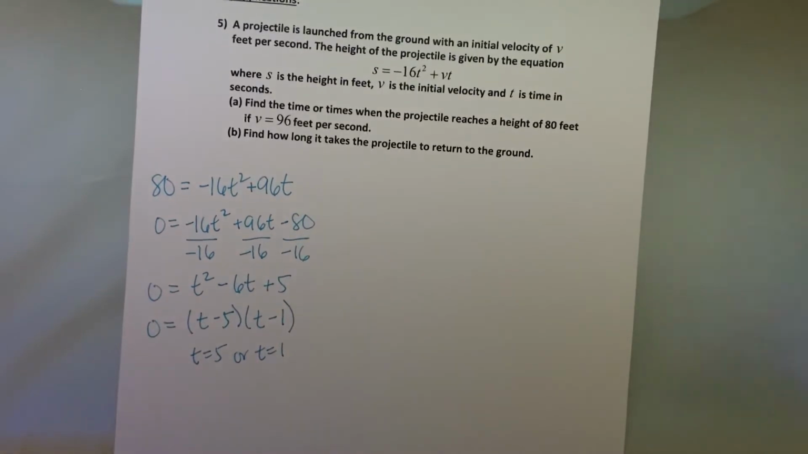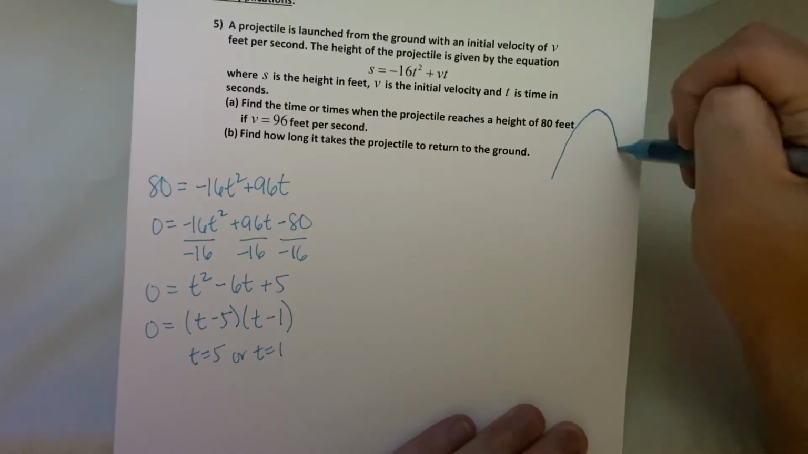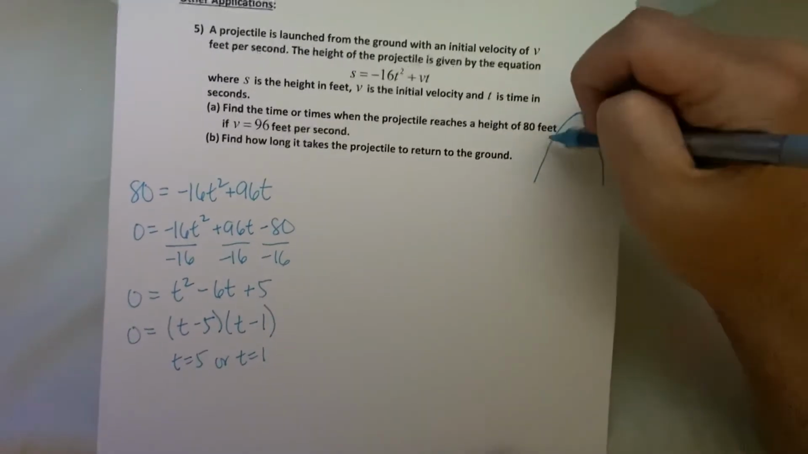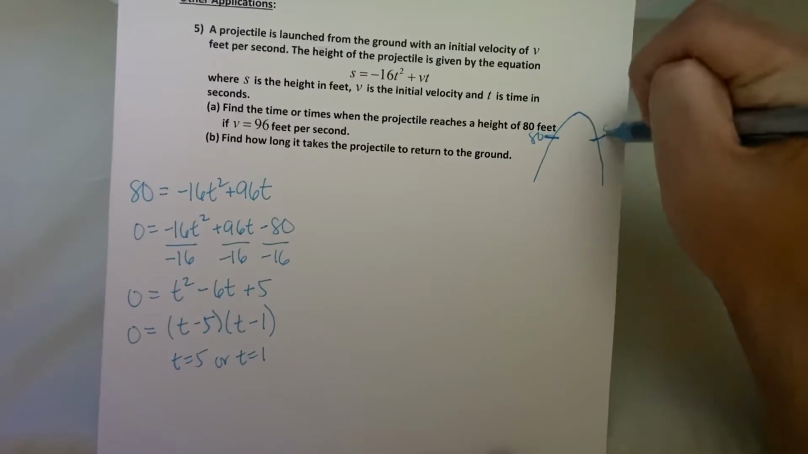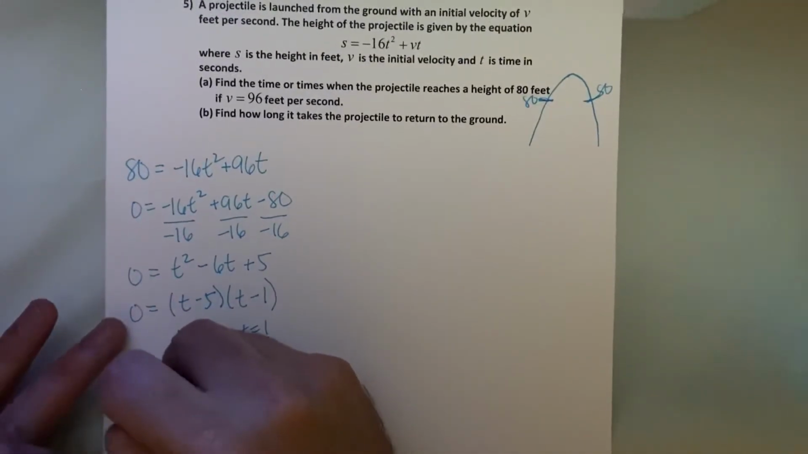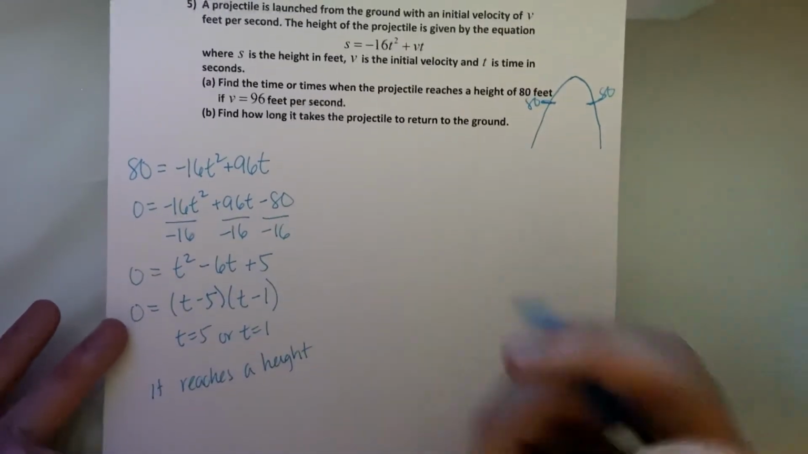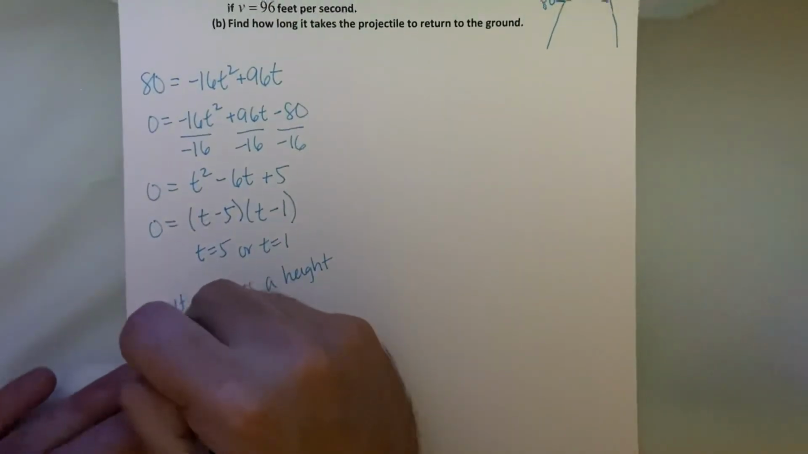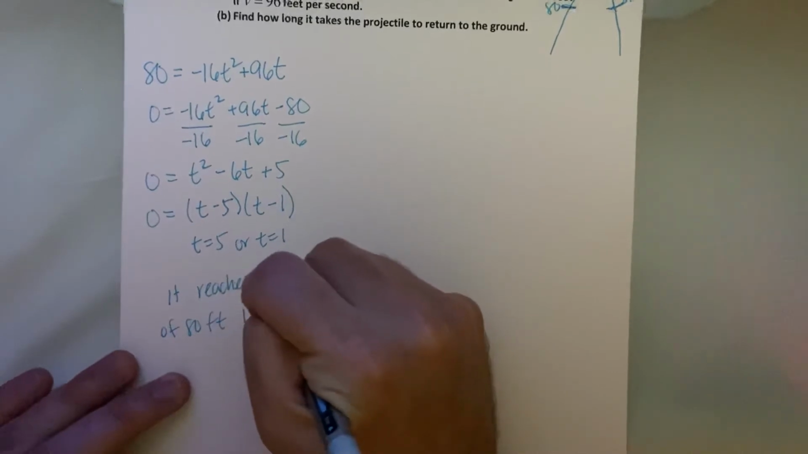If we're talking about a projectile reaching a height, what goes up must come down. So if it crosses 80 feet going up, it also is going to have to cross 80 feet again on the way down. So both of these should make sense. The only kind of time that won't make sense is a negative time. So we can say it reaches a height of 80 feet, 1 and 5 seconds after launch.